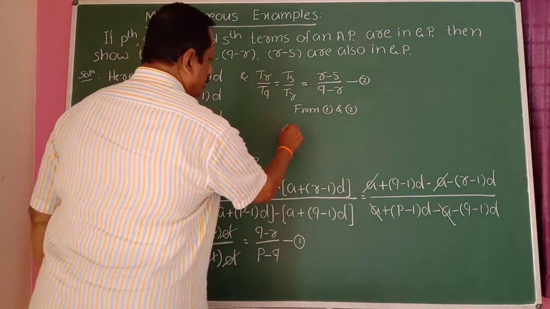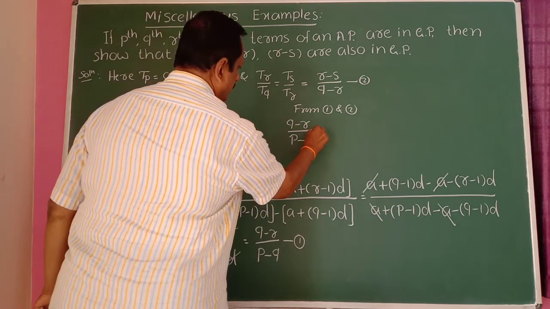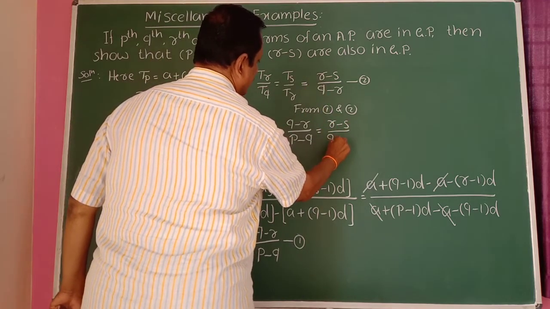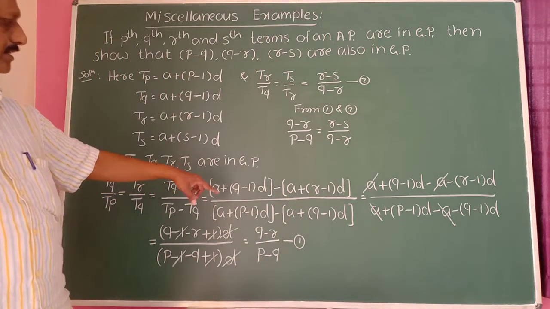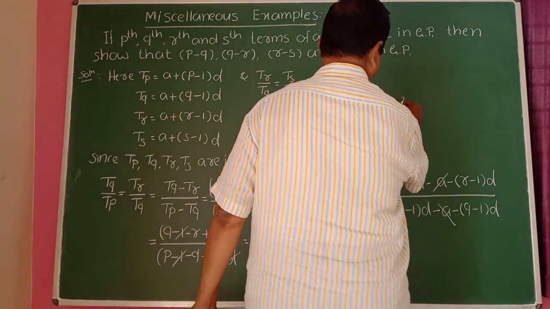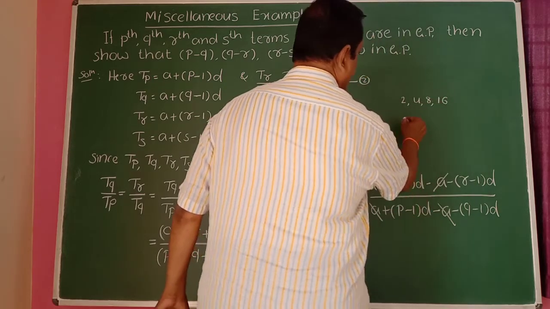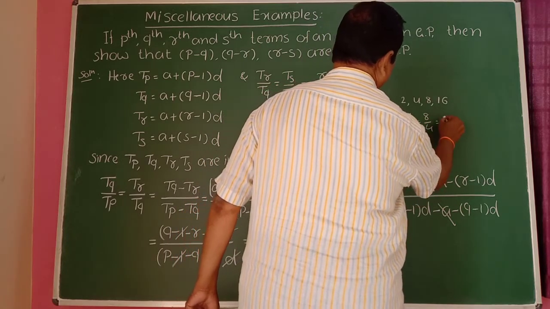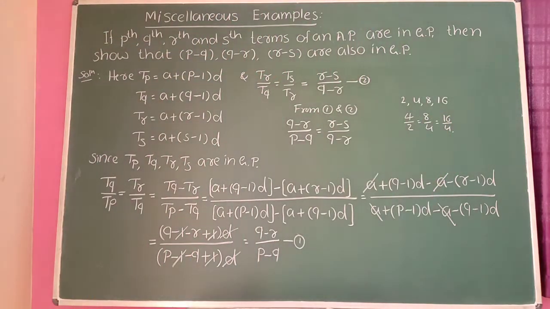From 1 and 2 here, (Q − R) divided by (P − Q) is equal to (R − S) divided by (Q − R), because these terms are in GP. If these terms are in GP, then their ratios are equal. Just take one example here: 2, 4, 8, 16. In this case, 4 upon 2 is equal to 8 upon 4 is equal to 16 divided by 8. So therefore these ratios are equal here.